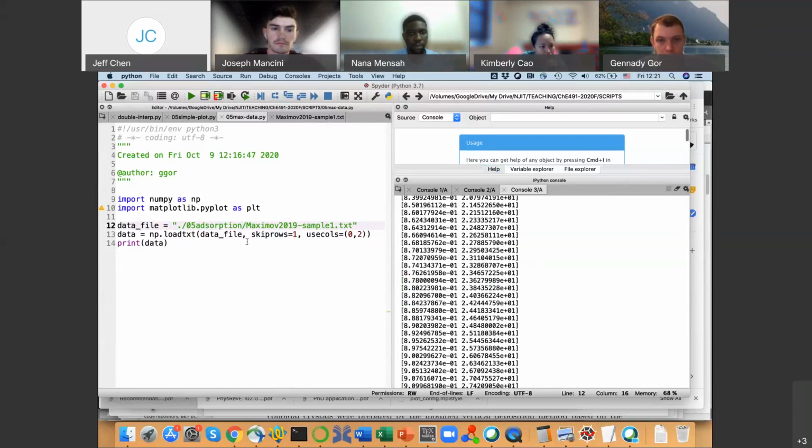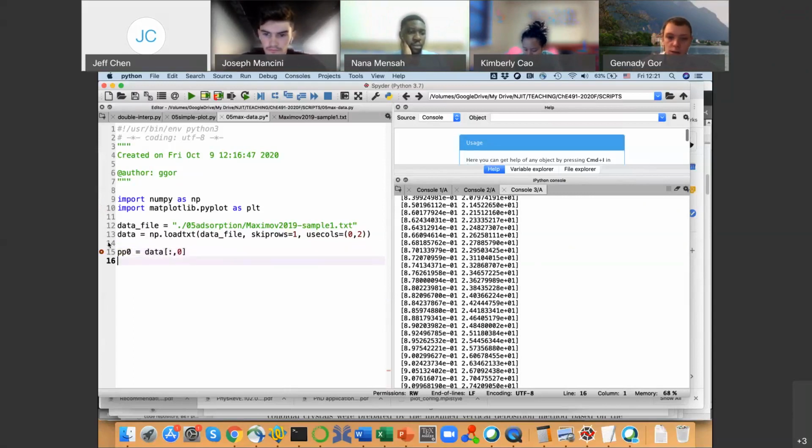Good? Can proceed? Okay. So we read the data from the file, and now we want to display the data first. So I don't want to print this data anymore. Instead, I'm going to say that there are two columns. My first column would be relative pressure. I'll call it P over P naught, relative pressure, which will be my data first column, right?